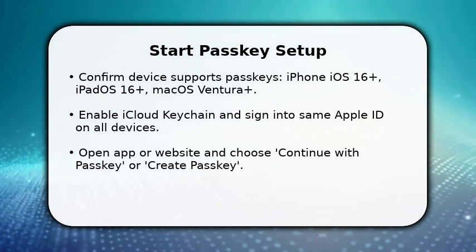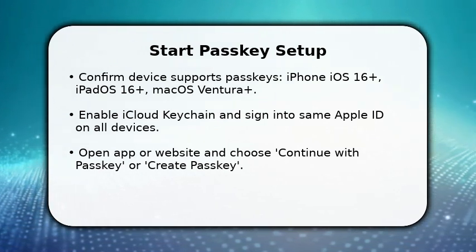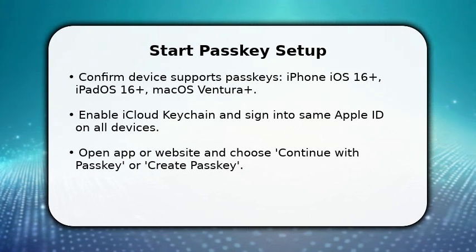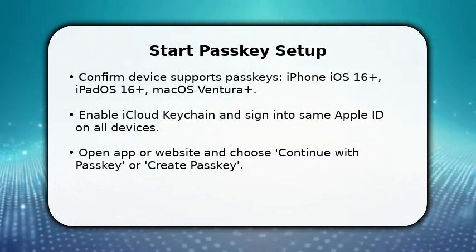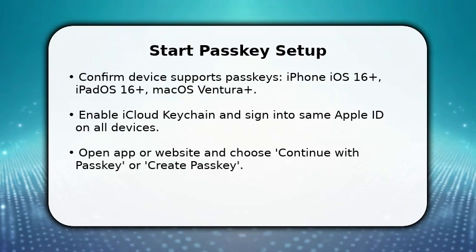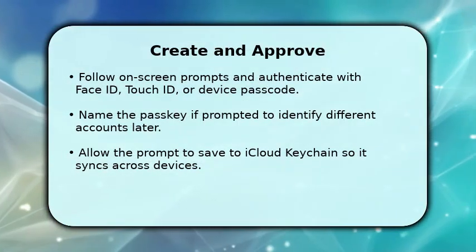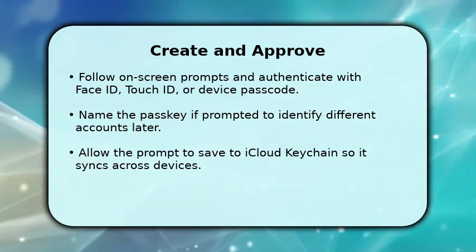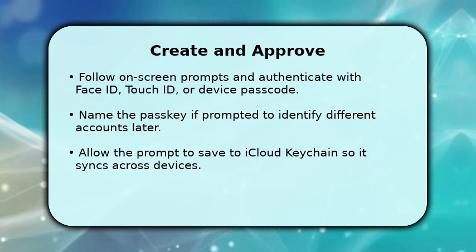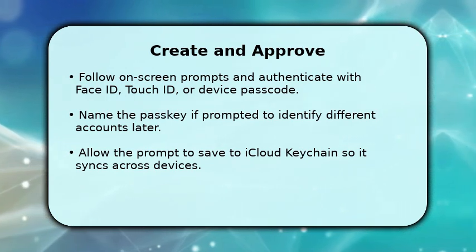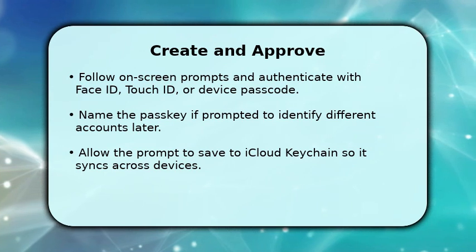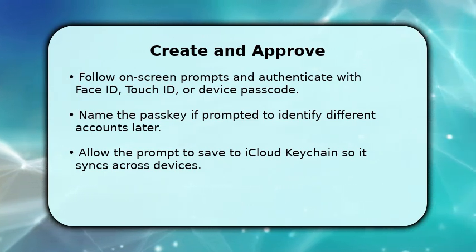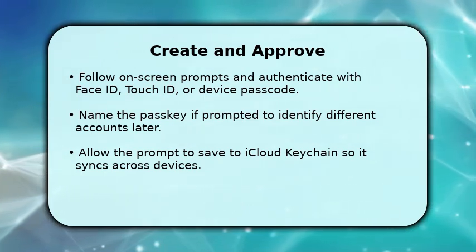You do this because passkeys replace passwords with cryptographic keys tied to your device, making logins faster and more resistant to phishing. You will now create the passkey, approve the site's request, and authenticate using Face ID, Touch ID, or your device passcode. Once approved, the device generates a cryptographic key pair, and the public key is sent to the site while the private key stays on your device.